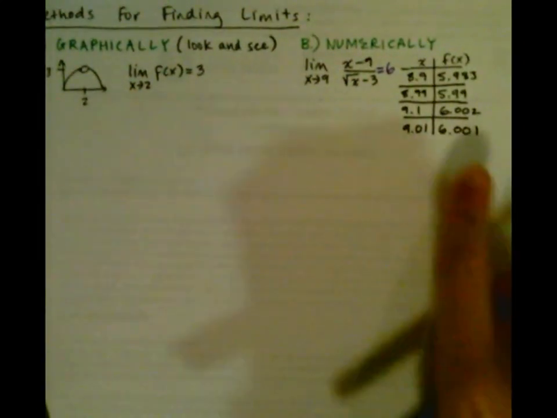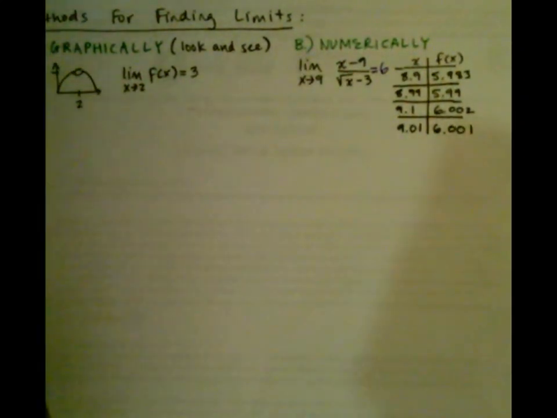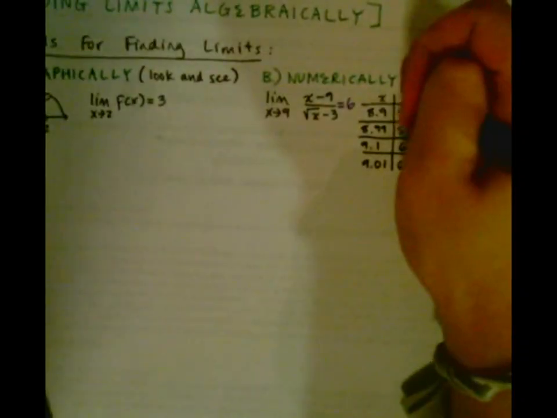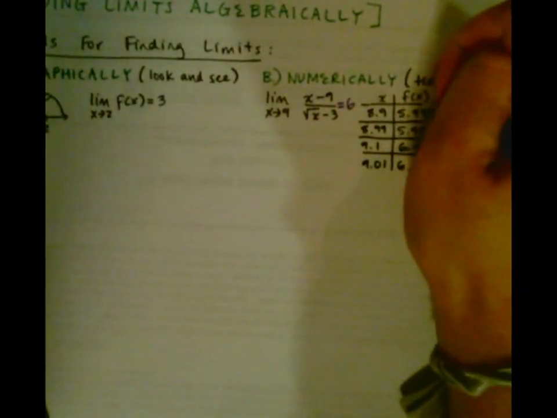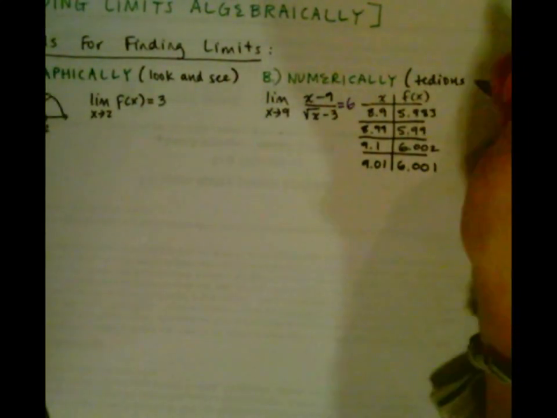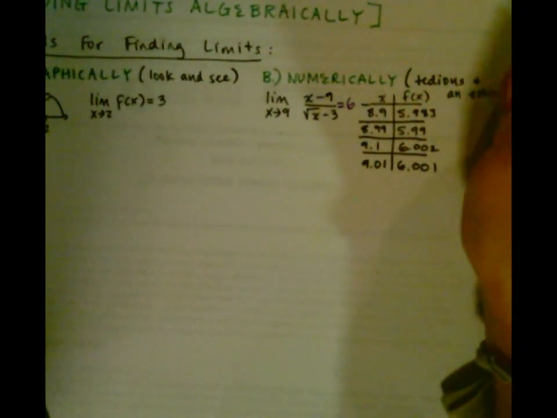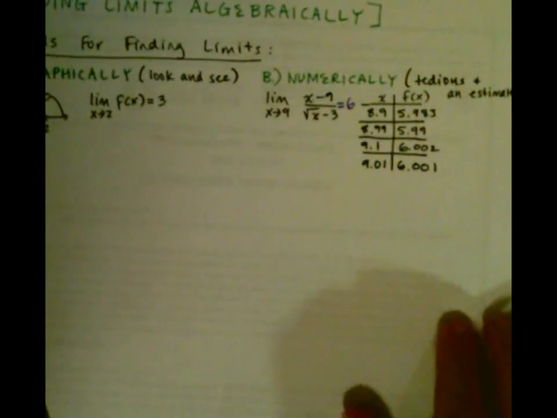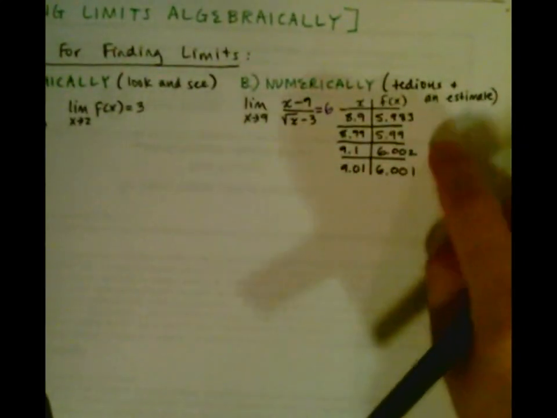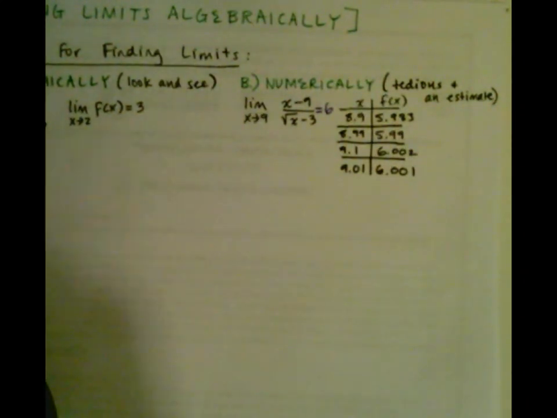Now one thing to note here is, first of all, this is kind of tedious, right? To plug in all these values and get these weird decimals. So I'm going to notate that: it's kind of tedious. We're not going to do this too much, but it is an option. And the other thing is it's an estimate. It looks like I'm getting closer to 6, but I'm not entirely sure. Okay? So these are two options.